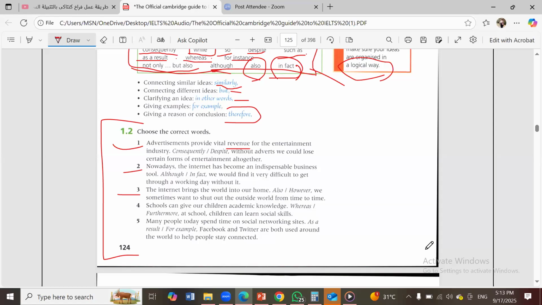Sabrine: The internet brings the world into our home. However, we sometimes want to shut out the outside world from time to time. I think "however" is right because they are contradictory. I have the whole world in my home, but sometimes I need to get rid of it. So it's "however," great.